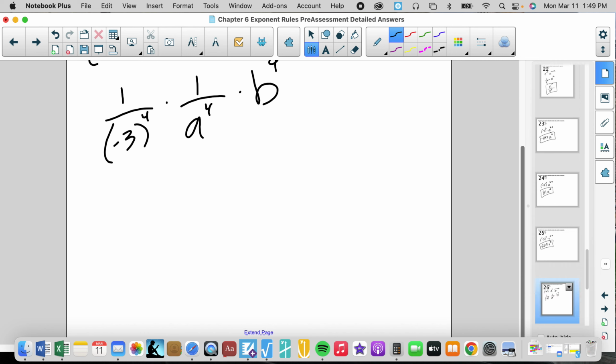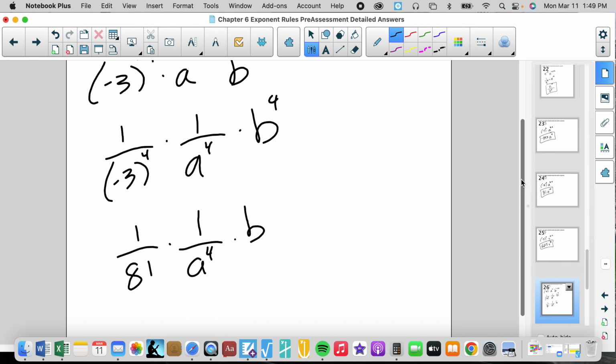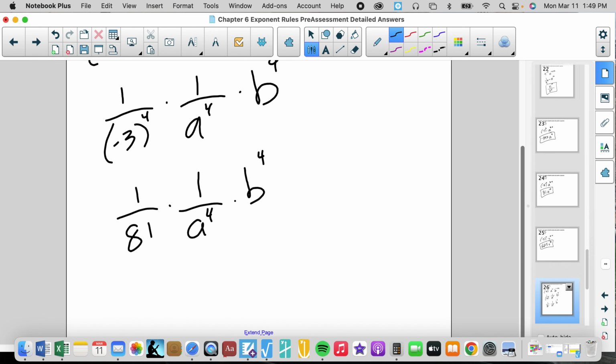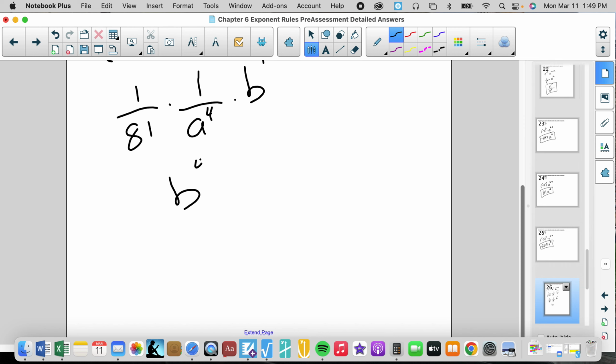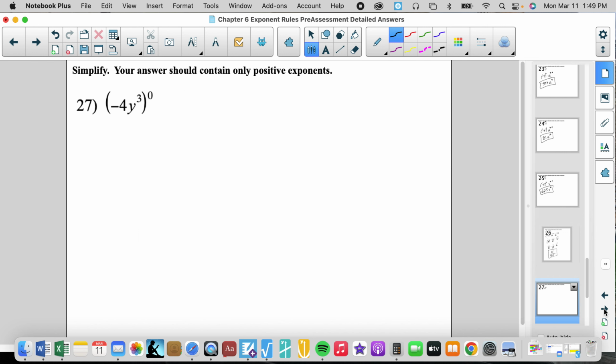So this is 1 over positive 81. That's still 1 over a to the 4th. And this is still b to the, what did I say, 4th? Is that right? Yeah, b to the 4th. So now we'll put it all under. So b to the 4th over 81a to the 4th would be my final answer.